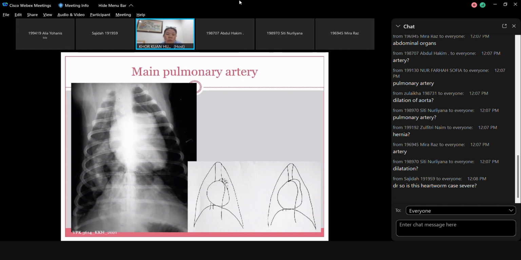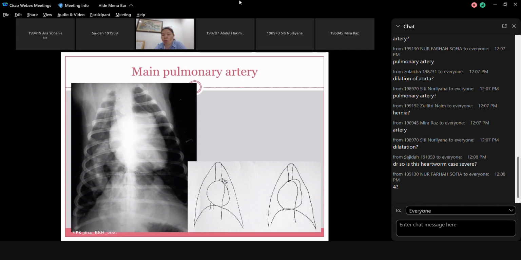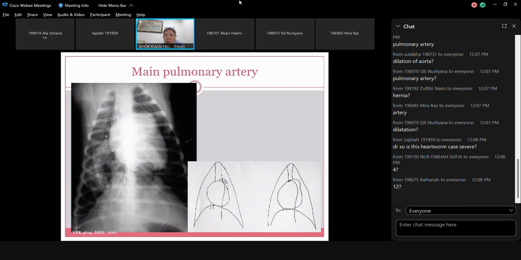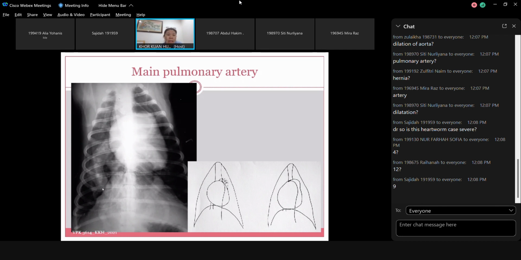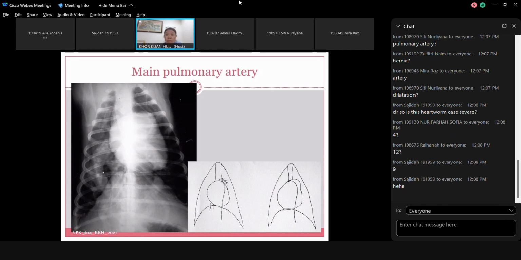So when you want to know whether it's enlarged or not, which rib do you compare with in a milder form of heartworm disease? Rib number 4? 4 is too high. 1, 2, 3, 4, 9. Sajida is correct. Rib number 9. You always compare with rib number 9.